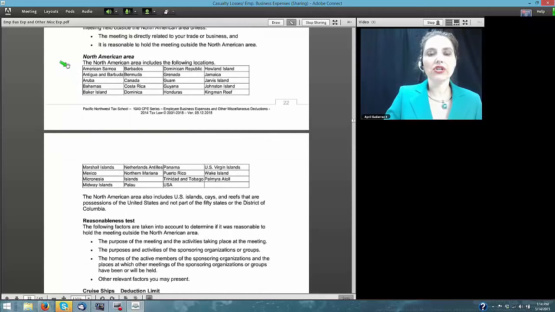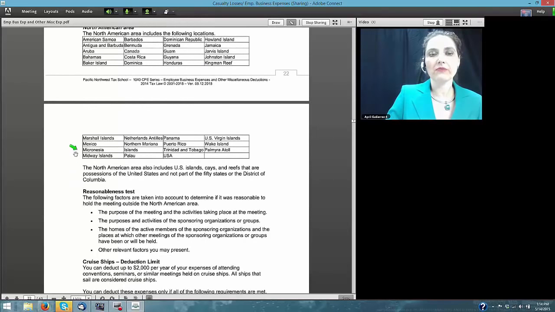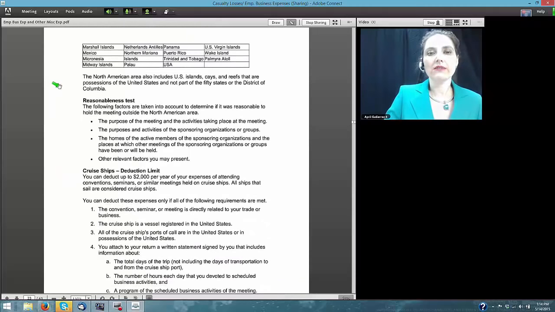And this table here shows you what the North American area is. It includes, obviously, North America. It includes Dominica, Honduras, most of the islands out there in the Caribbean. But it also includes waters and areas surrounding United States territories. The North American area also includes U.S. islands, cays, and reefs that are possessions of the United States and not a part of the 50 states or the District of Columbia.